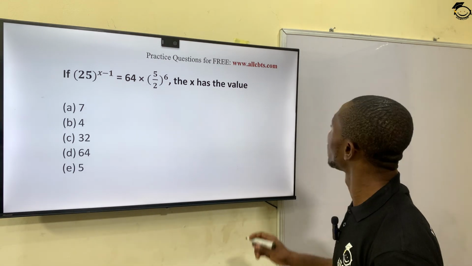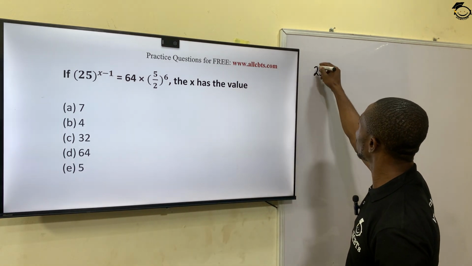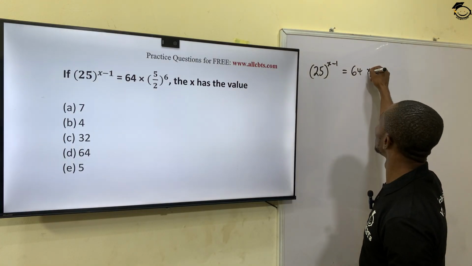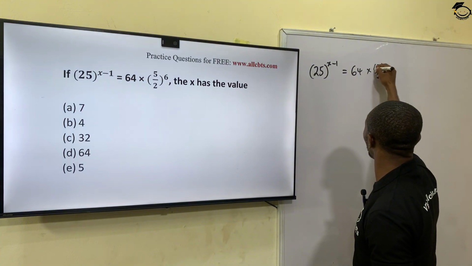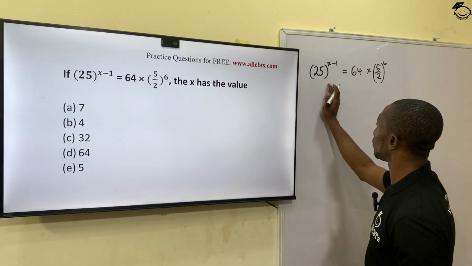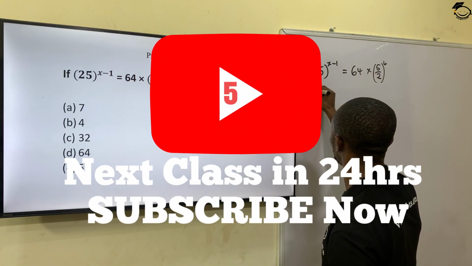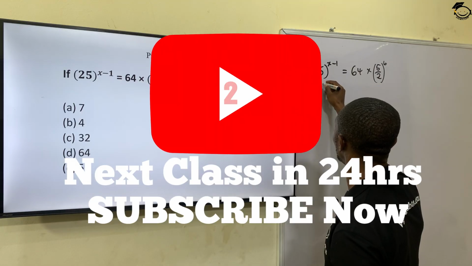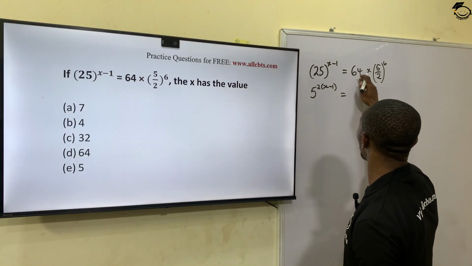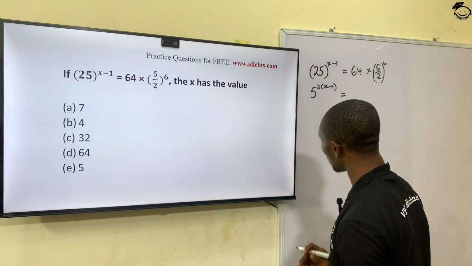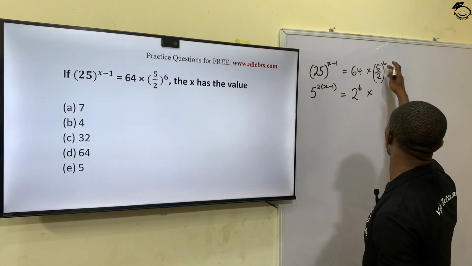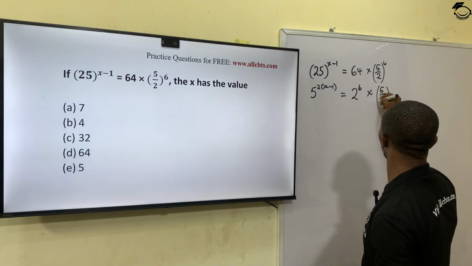And the next question says 25 raised to the power of x minus 1 equals 64 times 5 over 2 raised to the power of 6. Now we should find the value of x. Now, bringing this down, we know this will be 5 raised to the power 2x minus 1 equals, this 64 will give us 2 raised to the power 6, times 5 over 2 raised to the power 6.